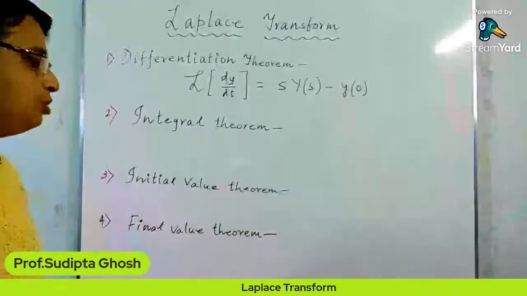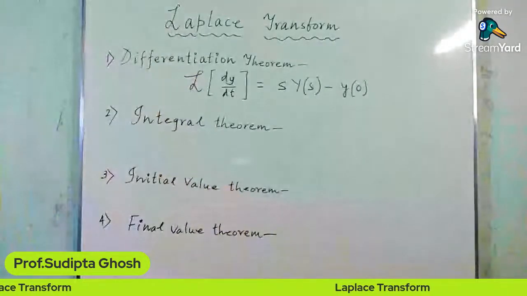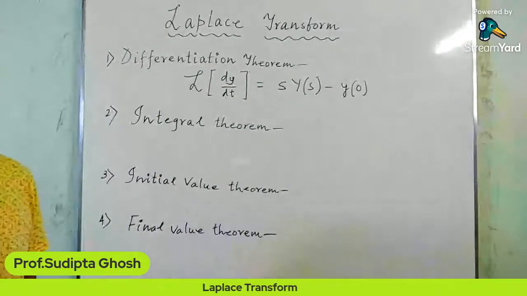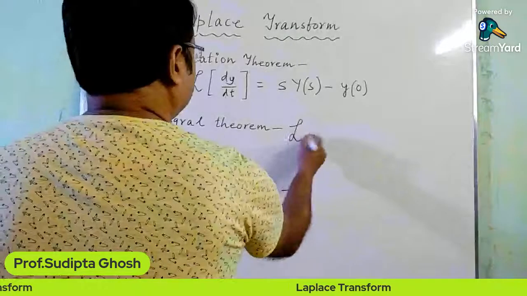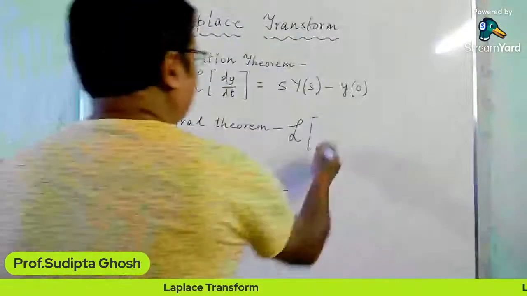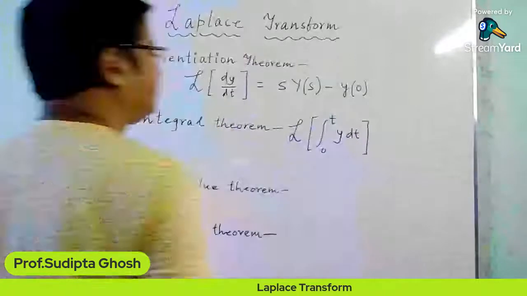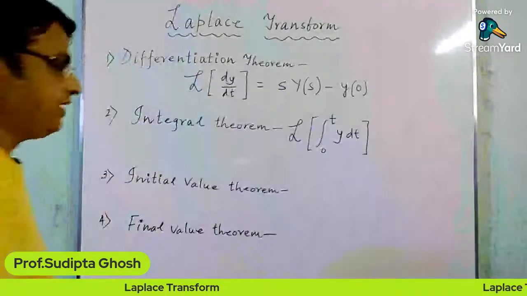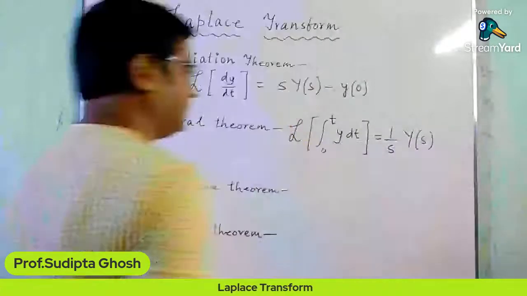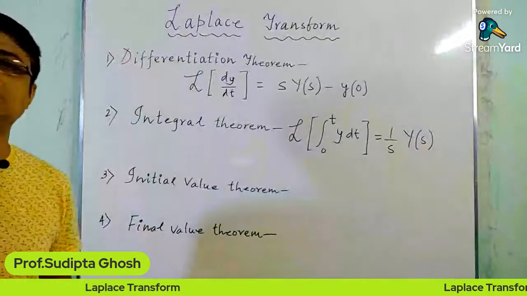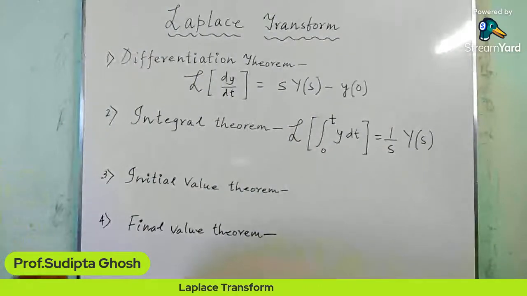Now let's move on to the integral theorem. If capital Y(s) is the transformation of small y(t), then we can write the Laplace transformation of the integral from 0 to t of y dt, and it is given as 1/s times Y(s). So these are the two important theorems of Laplace transformation. Number one is the differentiation theorem and the other is the integral theorem.